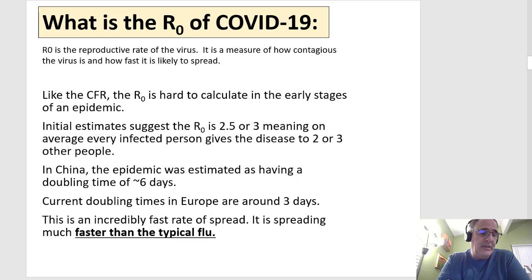So 1,000 becomes 4,000 or 5,000 within a week's time. And that itself becomes 16 or 20,000 in yet another week. So it's an incredibly fast rate of attack, a fast spread.